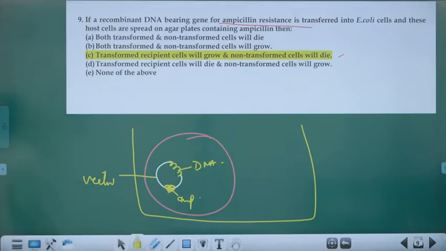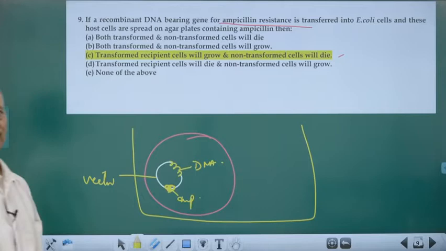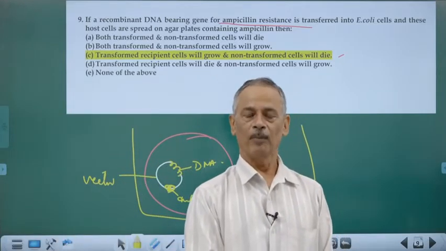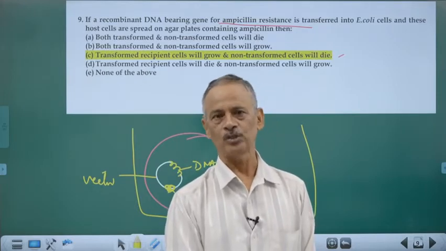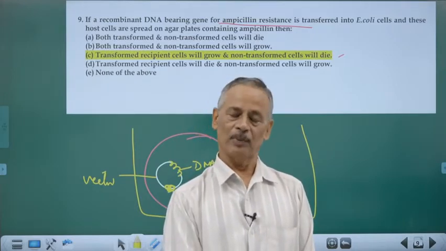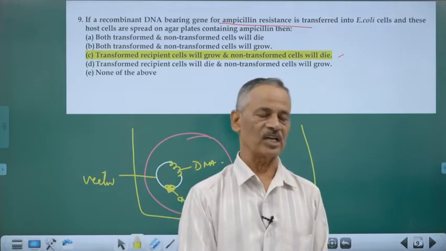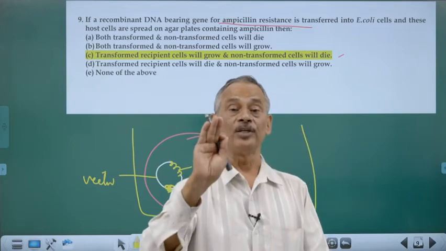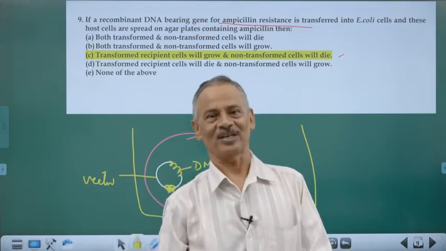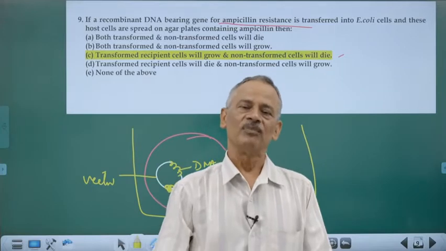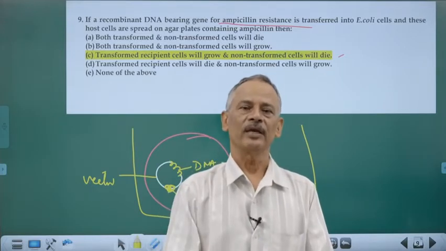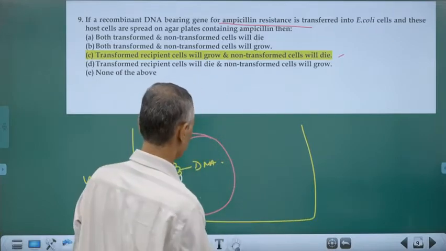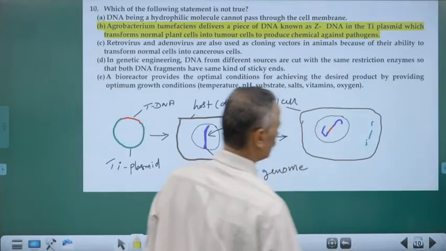So it will be growing. Whereas those who have not taken that recombinant DNA will not have the ability. Because E. coli, which is generally the host in genetic engineering researchers, is having no natural ability to resist any antibiotics. By nature, this is having no ability to resist any antibiotics. Clear? So that it cannot grow.